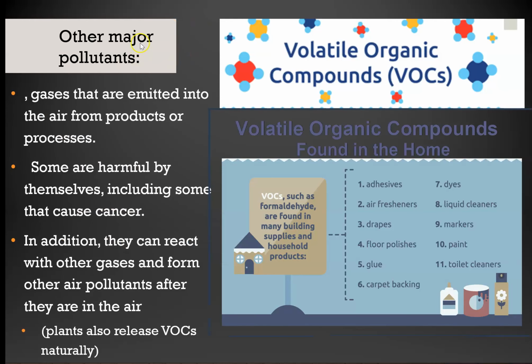So I'm briefly going to go over a few other major pollutants. I talked a lot about volatile organic compounds, or VOCs. They're gases that are emitted either from products that you see listed here in your home or from processes. Some are really harmful by themselves and can cause cancer. They can also react with other gases and form other air pollutants like ozone, as we talked about at the very beginning of this lecture. Plants also release VOCs, so they aren't only occurring naturally, but humans have created quite a few products that contain them, and thus they're released into the environment and can cause a lot more damage to our planet.